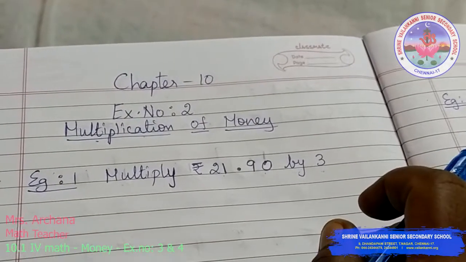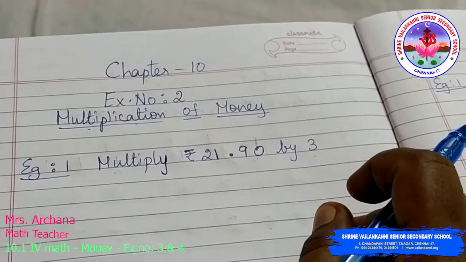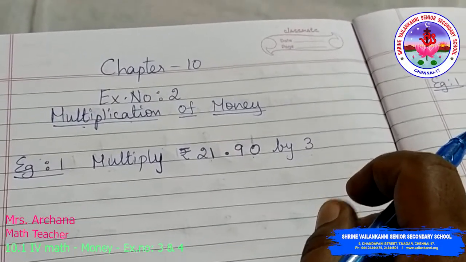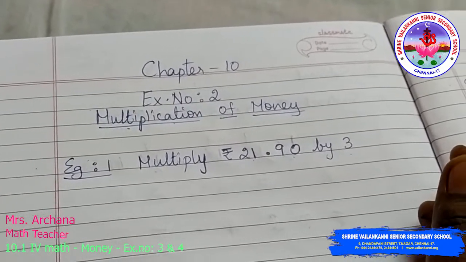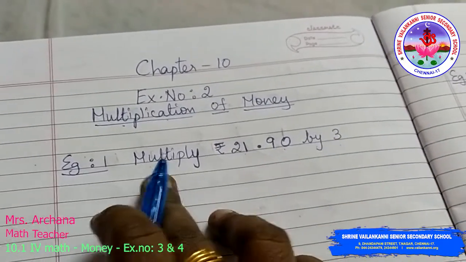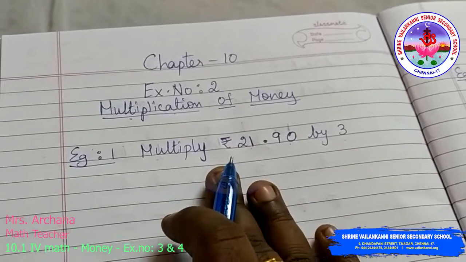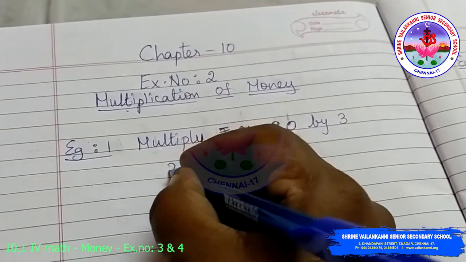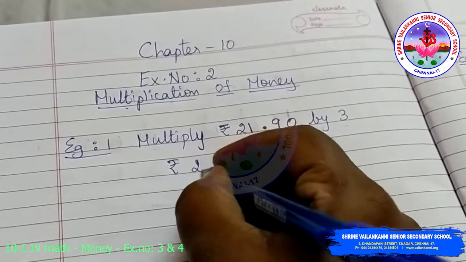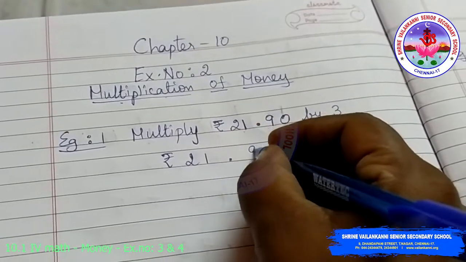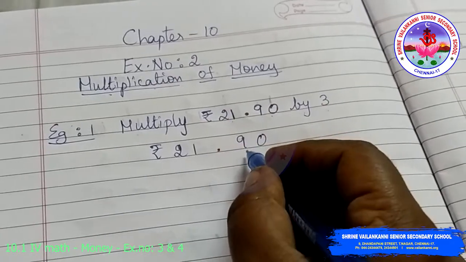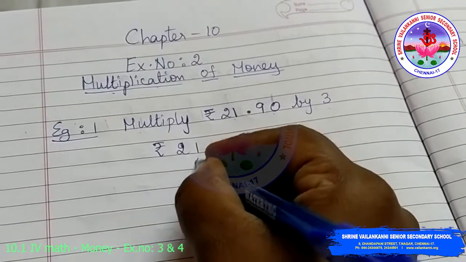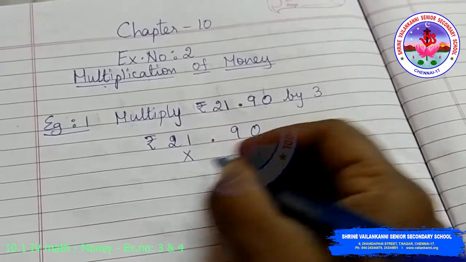Hello children, under chapter 10, in this video, exercise 2 and exercise 3, we are going to see multiplication of money and division of money. So first we will see about multiplication. Rupees 21.90, that is 21 rupees 90 paise, multiplied by 3.